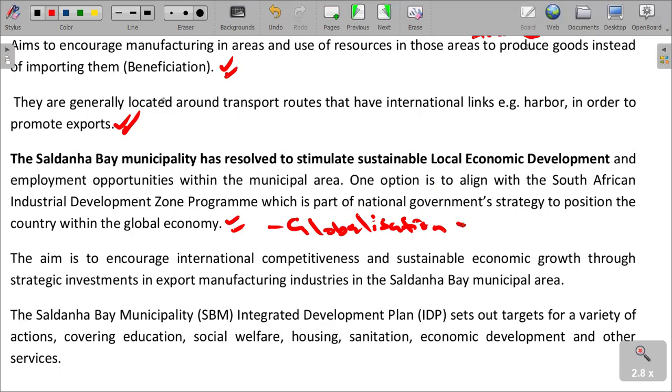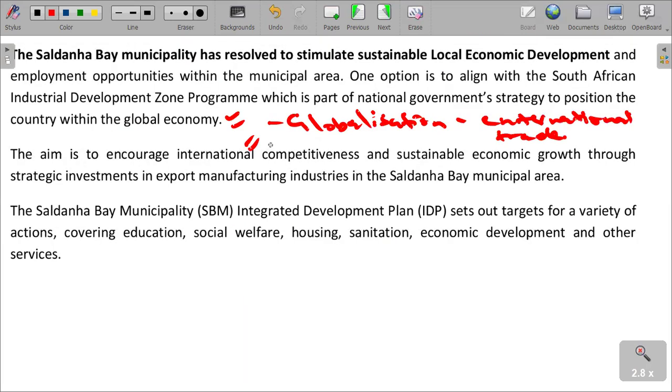We talk about e-business, globalization, international trade, like we just talked about now. So the aim is to encourage the international competitiveness of South Africa and sustainable economic growth through strategic investments in export manufacturing industries in the South Bay municipal area.